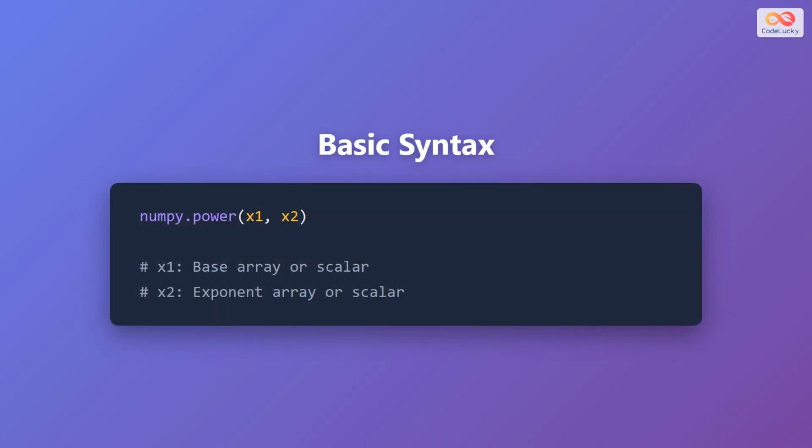The basic syntax is np.power with two parameters. The first parameter, x1, is your base array or scalar. The second parameter, x2, is the exponent array or scalar. The function returns a new array where each element of x1 is raised to the corresponding power in x2.